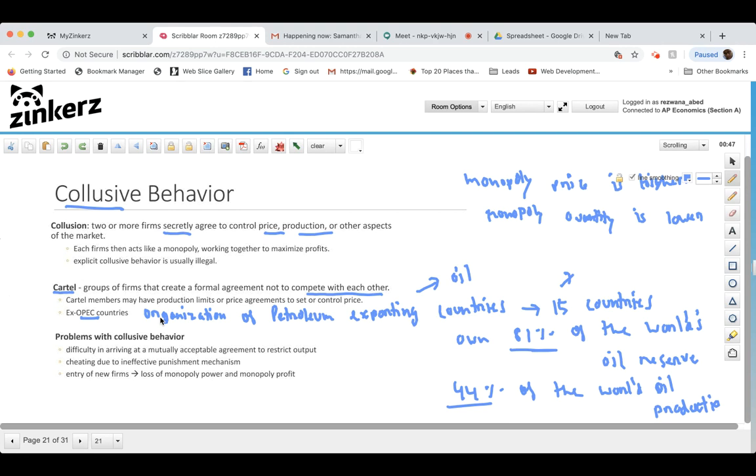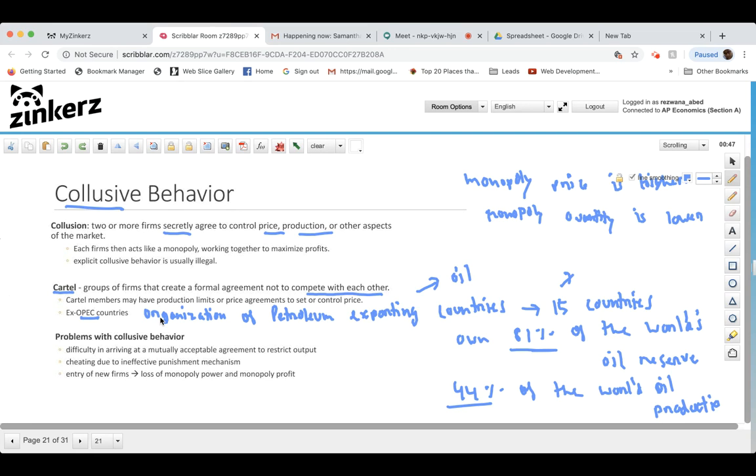Also, there can be cheating. Even though you said you're going to produce this much, you produce more, or you said you're going to set this price, but then you end up charging a higher price, because there's not really an effective punishment mechanism. It's a formal agreement, but nothing much happens if you don't abide by it. Maybe you are going to be left out of the cartel, but it's a potential problem.